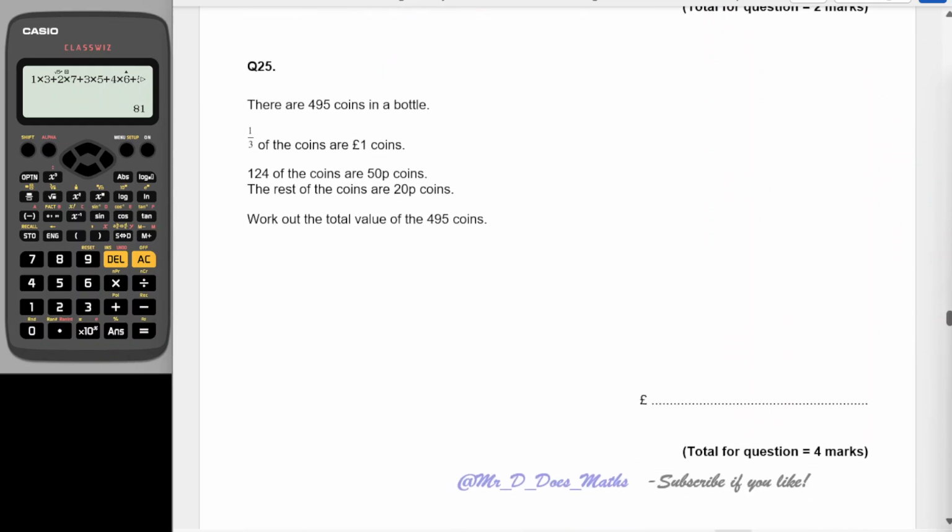Question 25. There are 495 coins in a bottle. 1/3 of the coins are pound coins. 124 of the coins are 50 pence. The rest of the coins are 20 pence. Work out the total value of the 495 coins. So we've got £1 coins, 50 pences, and 20 pences. Before we do it as a number, let's do 1/3 of this number. So 1/3 times 495 is going to be equal to 495 divided by 3.